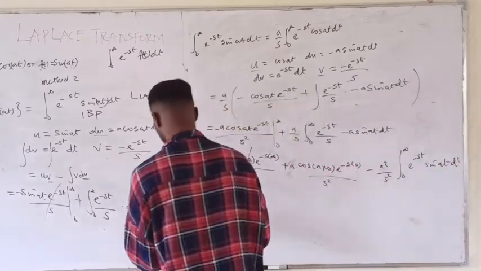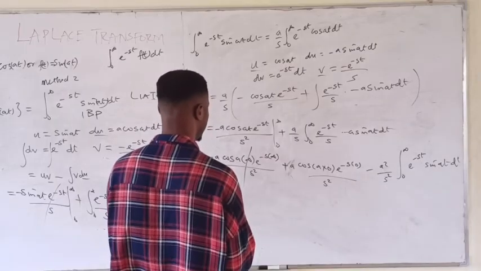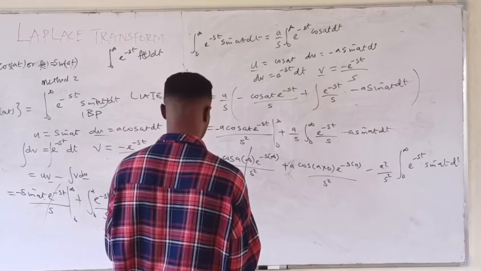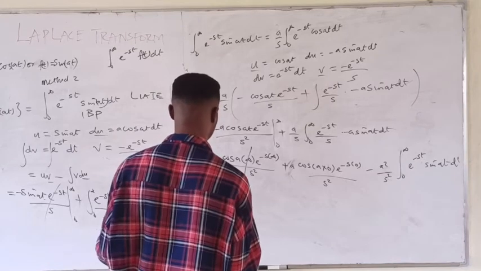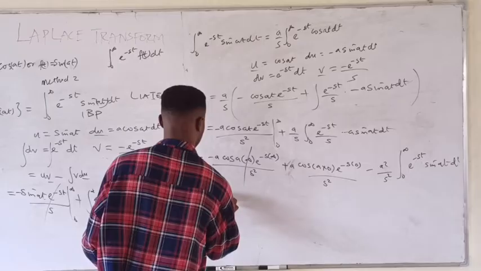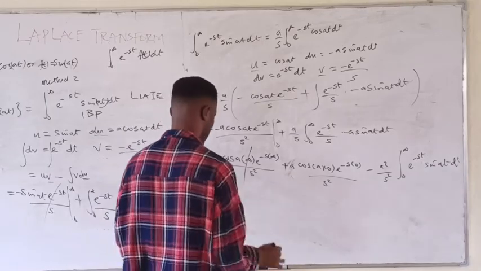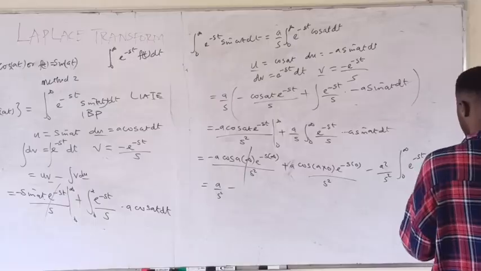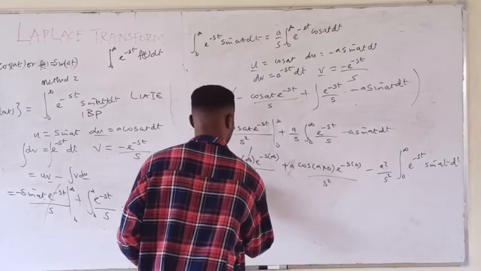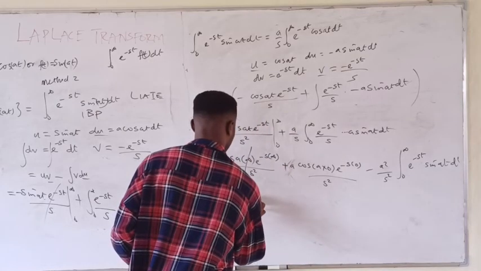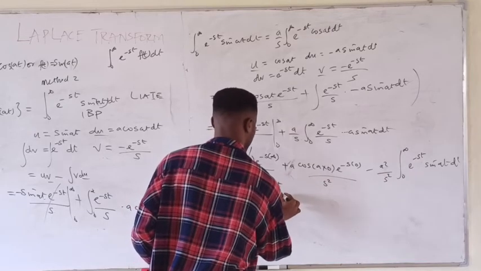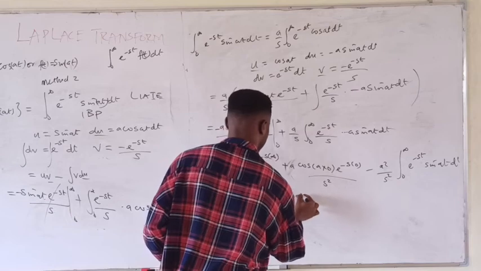So what I have there is A over S squared, into minus A squared over S squared, integral of 0 to infinity of exponential of minus ST sine AT dt.